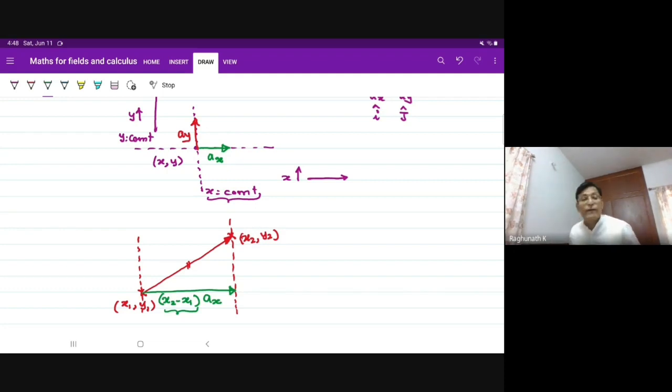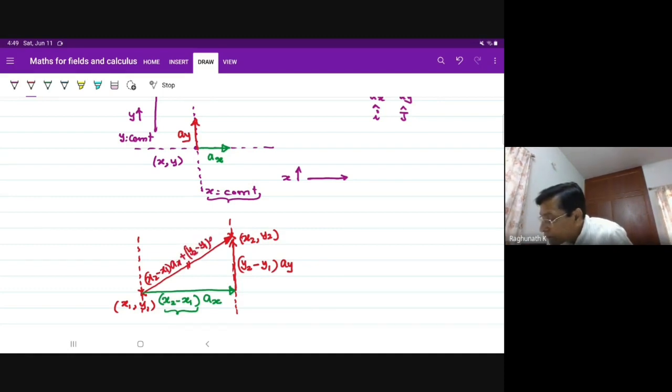In the same way, because it is going mathematically from y1 to y2, the other component is y2 minus y1 ay. This vector is x2 minus x1 ax plus y2 minus y1 ay. This plus talks about what? This plus talks about the resultant of these two vectors.